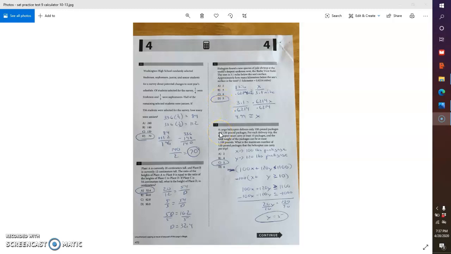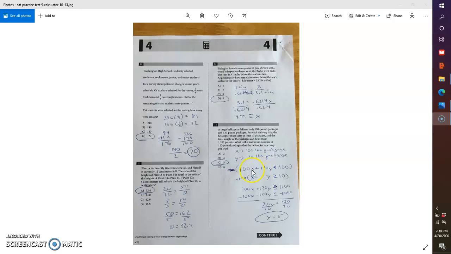Number 13 is setting up a system of equations. We have a cargo helicopter that delivers only 100 and 120 pound packages. And for each delivery, it must carry at least 10 packages, but they cannot weigh more than 1,100 pounds. What's the maximum number of 120 pound packages that I could carry? Well, in this case, we're just setting up the system. X and Y represent the packages, and since there has to be at least 10, it's X plus Y is greater than or equal to 10. But the weight has to be less than 1,100. So it's 100X, which represents the weight of all the 100 pound packages, and 120Y, which represents the total weight of the Y packages.